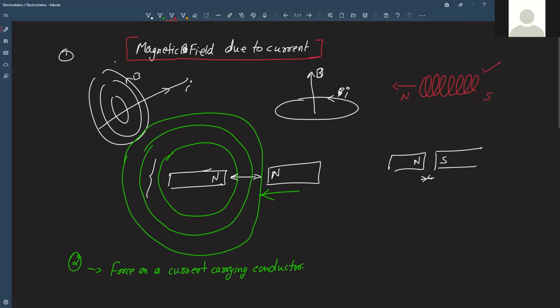We have already seen that if there is a circular coil like this and current is flowing like this, then this side will behave as north pole and the side on the back will behave as south pole. So these are things which we have already seen. That is, a current carrying conductor behaves like a magnet. So if that magnet comes into a magnetic field, it should experience a force due to that magnetic field. That is what we are going to see next. That is force on a current carrying conductor.